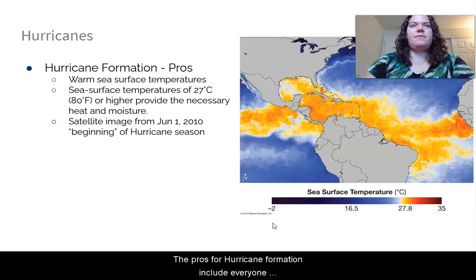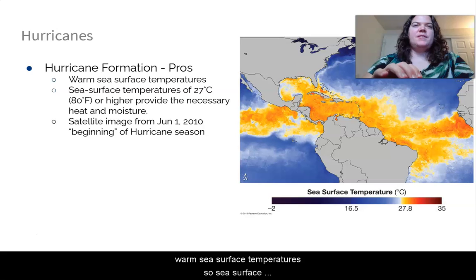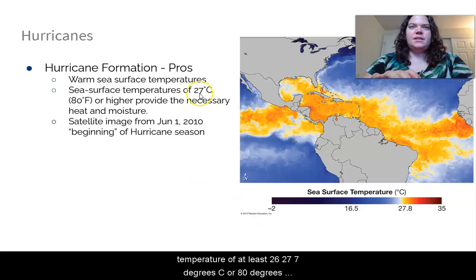So pros for our hurricane formation include, number one, warm sea surface temperatures. A sea surface temperature of at least 27 degrees C or 80 degrees Fahrenheit or higher is required and necessary to provide that heat and moisture for our storm.